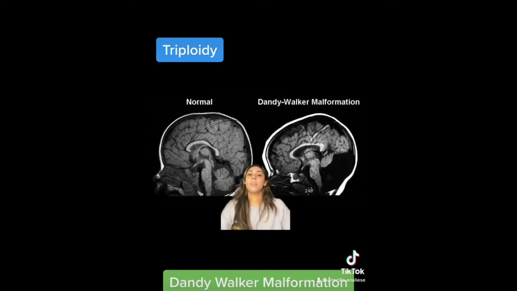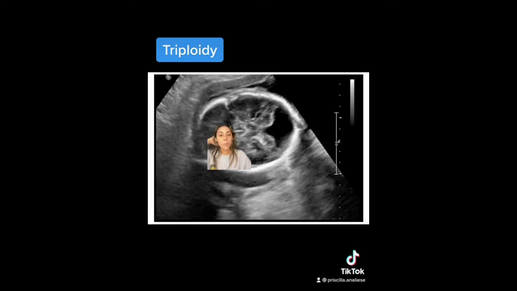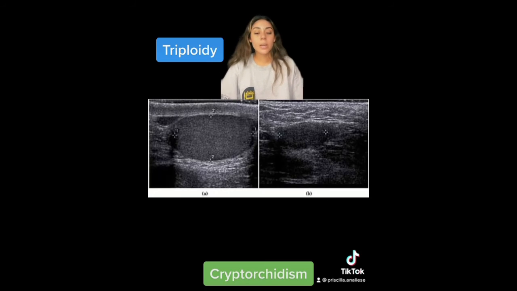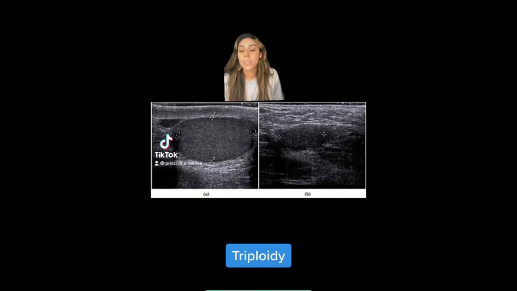So to the left, everything looks normal, and the right one does have the Dandy-Walker malformation. You can see the posterior fossa cyst as well. And this is how the posterior fossa cyst would appear on ultrasound, so that would definitely be an indicator of the Dandy-Walker malformation. The last characteristic that I want to discuss concerning triploidy is called cryptorchidism, and that is basically a condition in which one or both of the testes fail to descend from the abdomen into the scrotum.